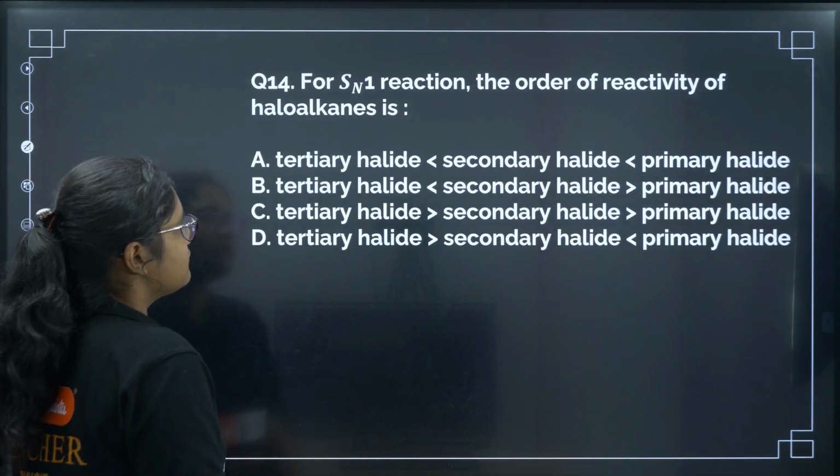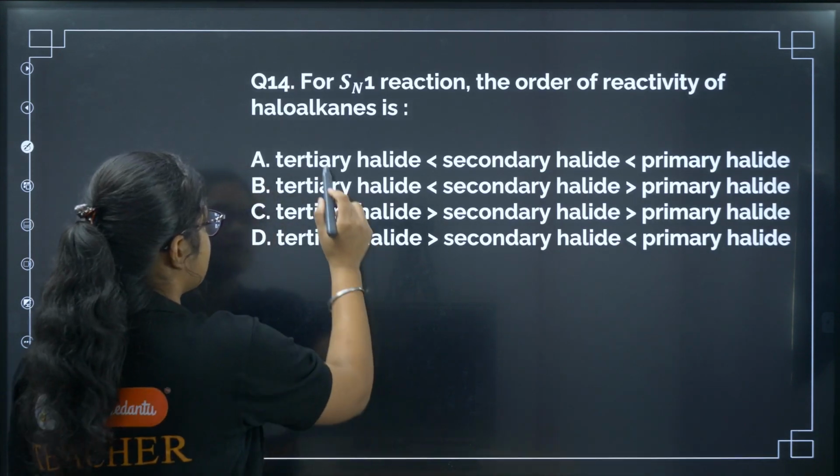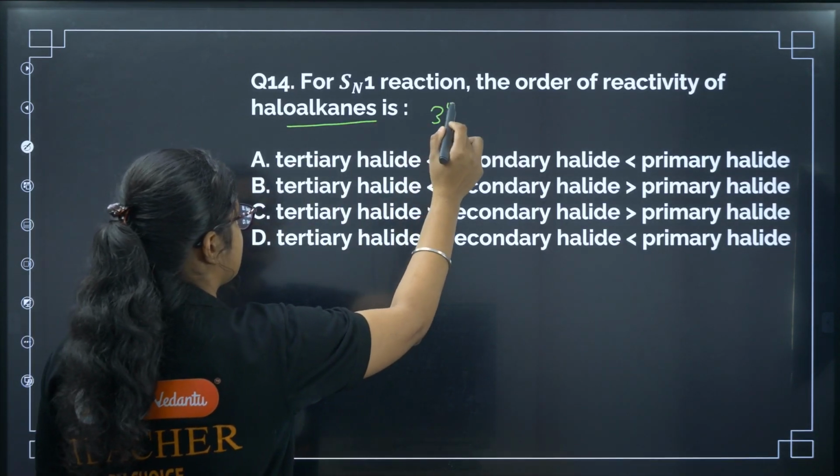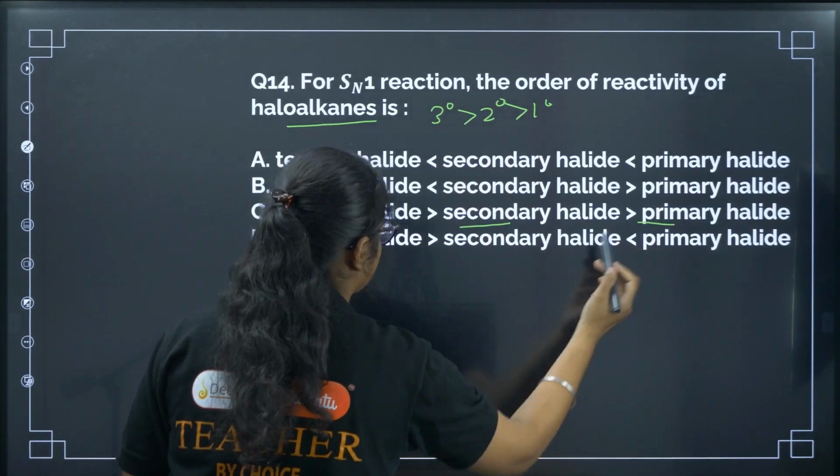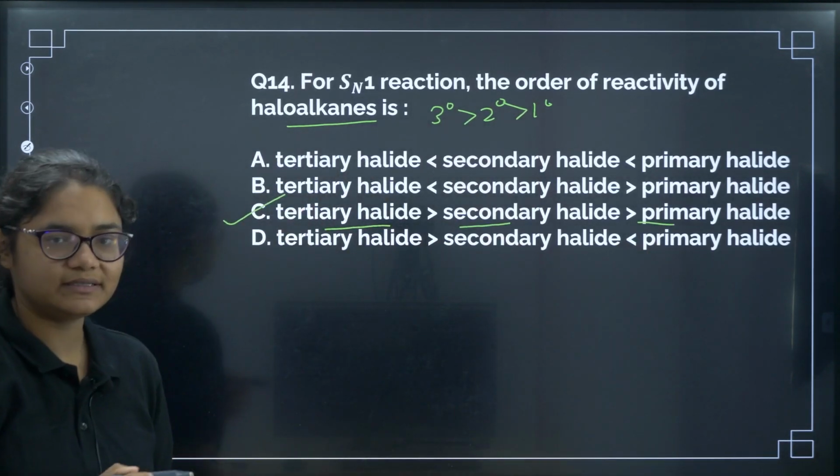Okay, next, for SN1 reaction, the order of reactivity of haloalkane, so we know it is 3 degree, 2 degree and 1 degree, so tertiary, secondary and primary. The correct answer is option number C.